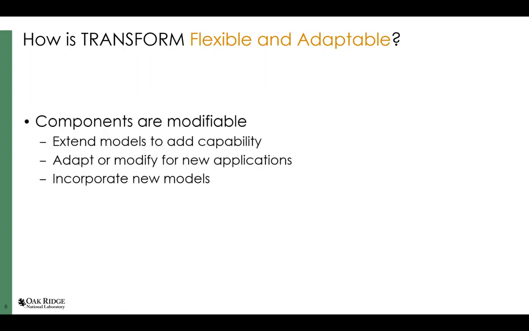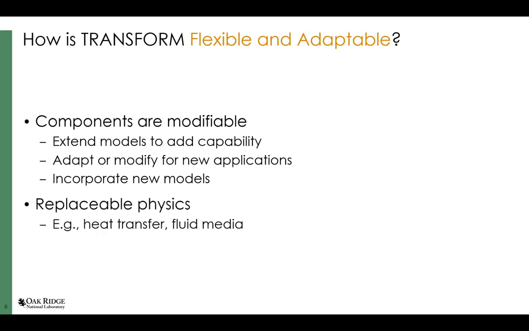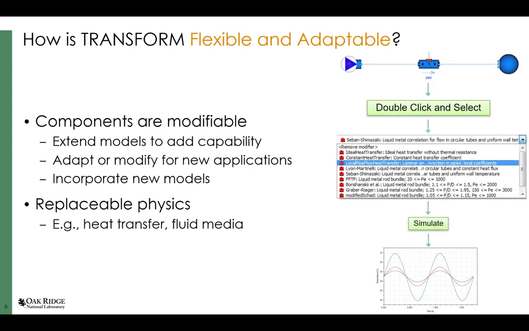Components are modifiable. They're extendable. They're adaptable. Once again, not too many layers are put into the code so that a new user, if they're seeking more information on a particular component, can more readily understand how to implement different models or how to borrow from existing ones. We rely heavily upon replaceable physics in TRANSient, so heat transfer in fluid media, such as what you see on the right, such that users can create one model and apply it to a lot of different applications. Once again, features of Modelica, which we support wholeheartedly in TRANSient.